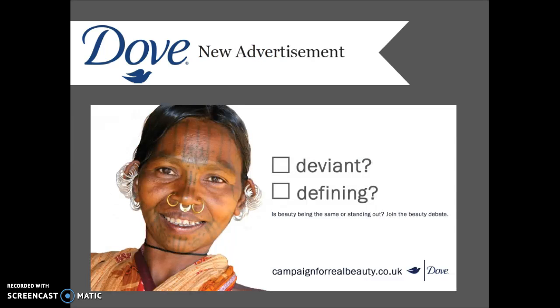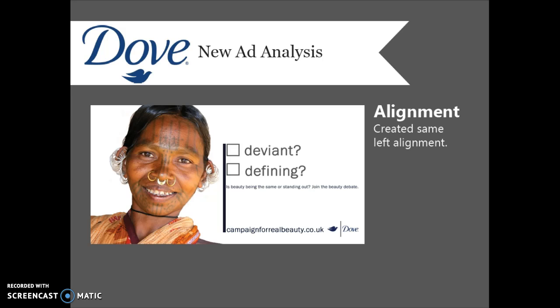So this is the ad that I created. It says deviant or defining, is beauty being the same or standing out? So I mimicked that same left alignment because it would help that reader follow that same organization and be able to tell what's next. And they can connect the two dots of, oh, this is like that other ad.